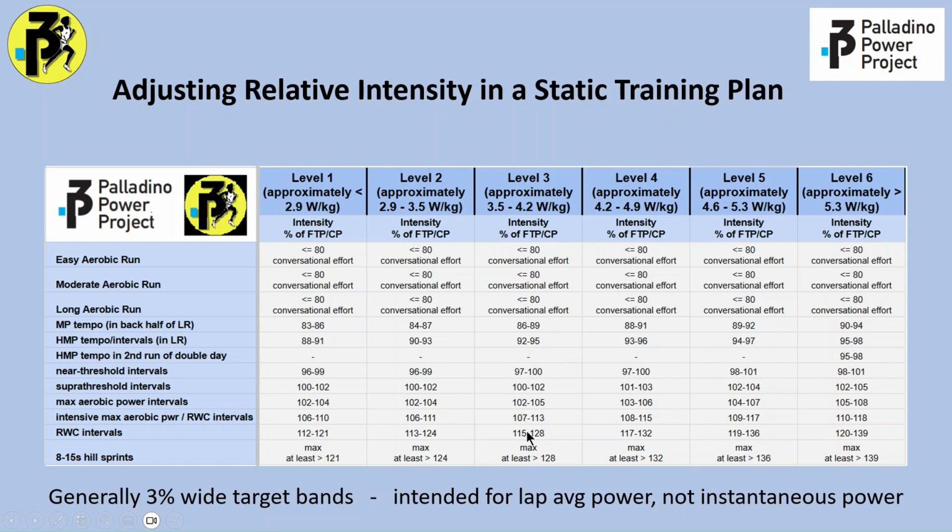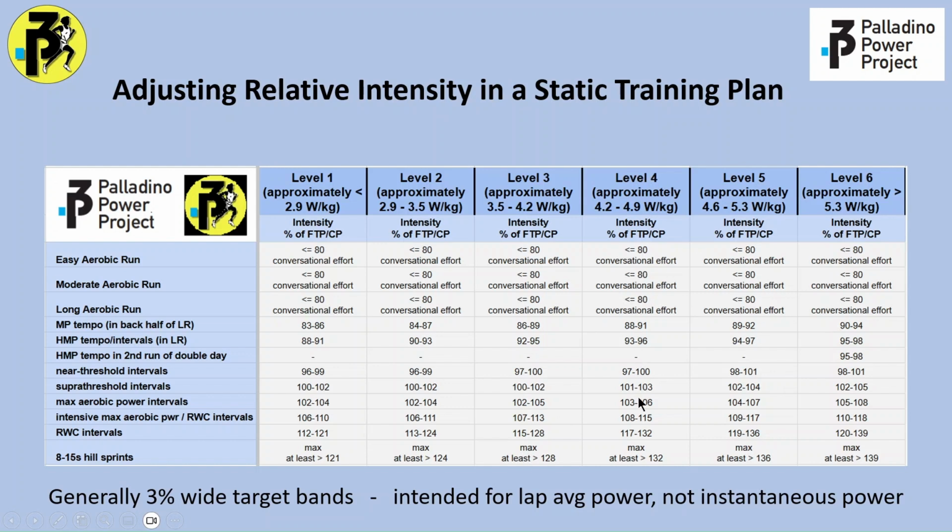But follow this table. And let's say that you're finding the super thresholds are really hard for me. Let's say I'm level 4. They're really hard for me here at 101 to 103. Okay, I'm going to drop it to 100 to 102 and run with that for a while and just try to get all of my intervals in that target zone. All right, so this is going to be the baseline for your level.